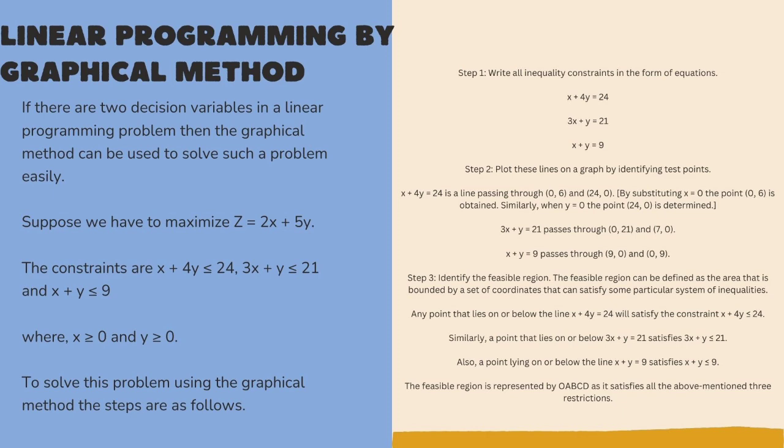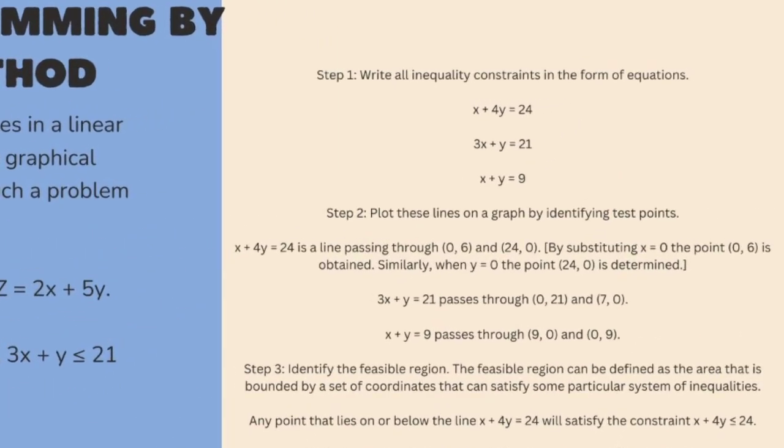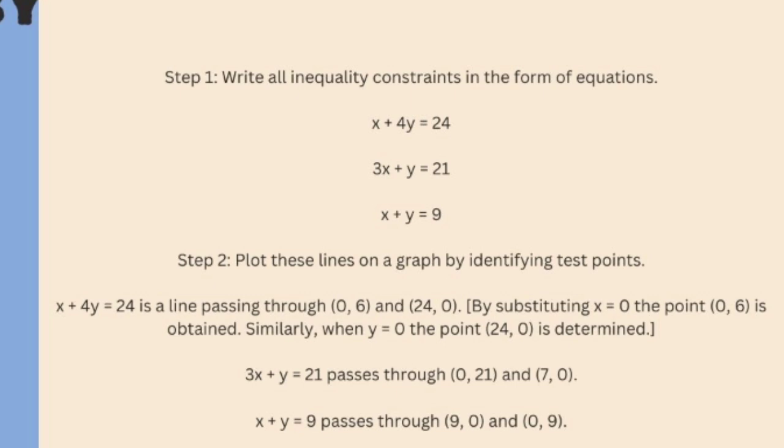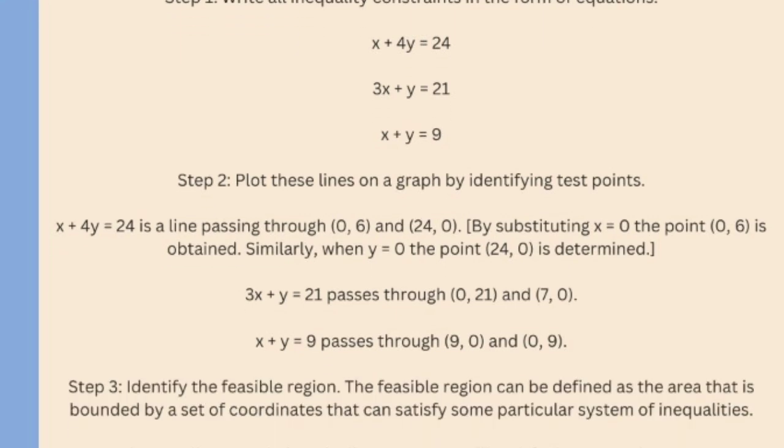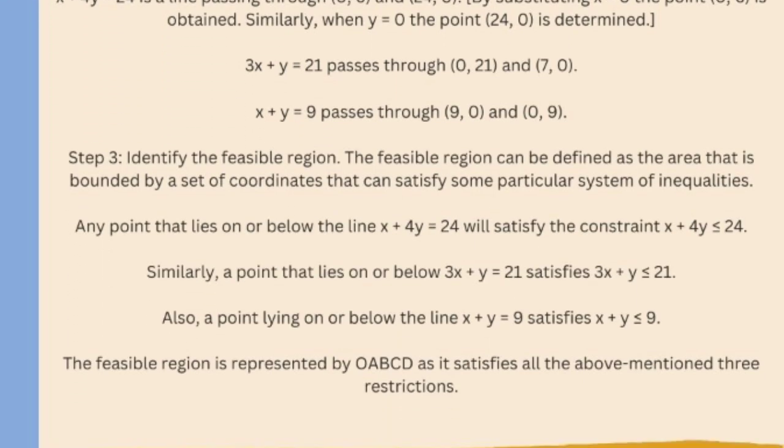Step 1. Write all inequality constraints in the form of equations. x plus 4y equals 24, 3x plus y equals 21, x plus y equals 9. Step 2. Plot these lines on a graph by identifying test points. Step 3. Identify the feasible region. The feasible region can be defined as the area that is bounded by a set of coordinates that can satisfy some particular system of inequalities.